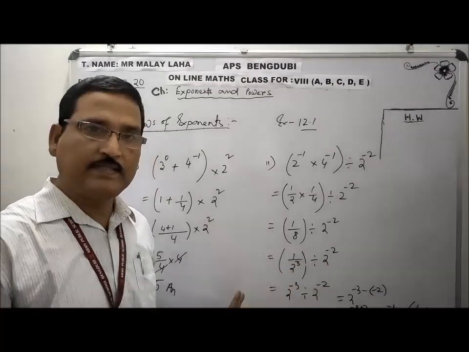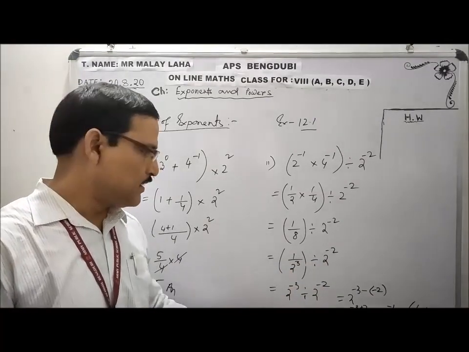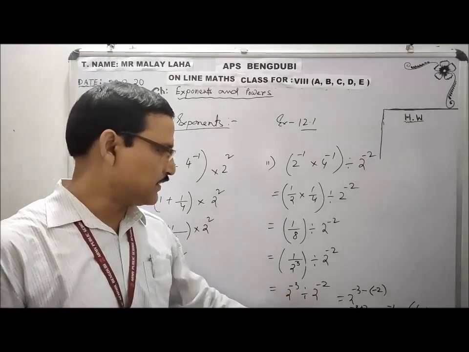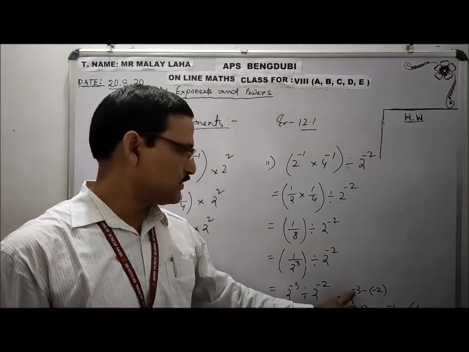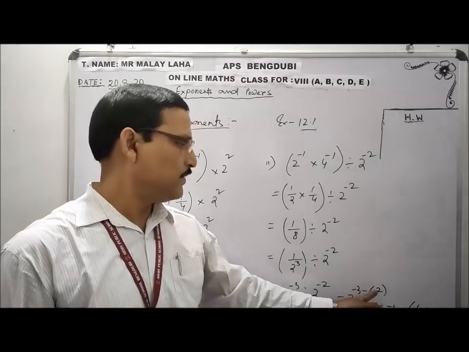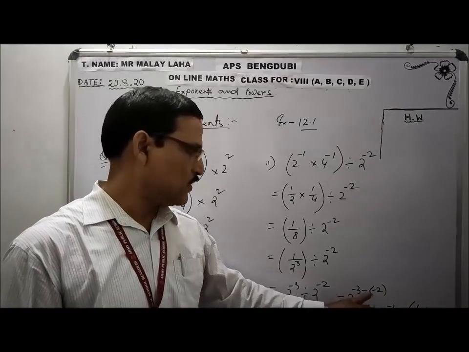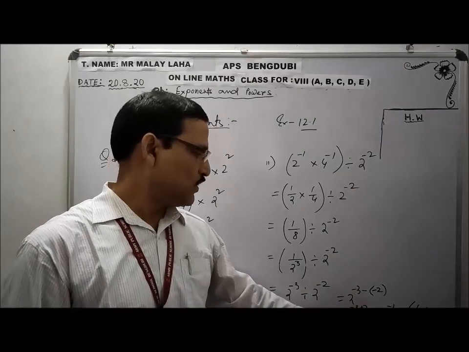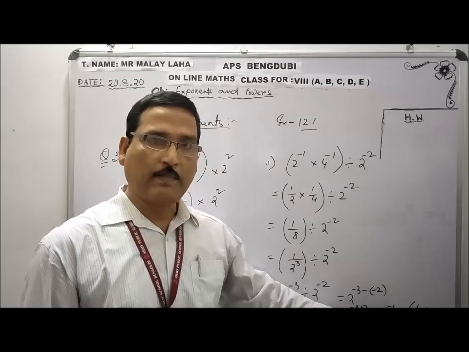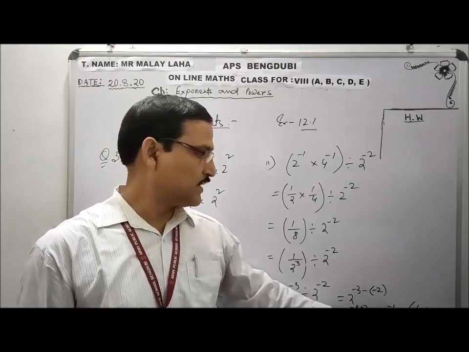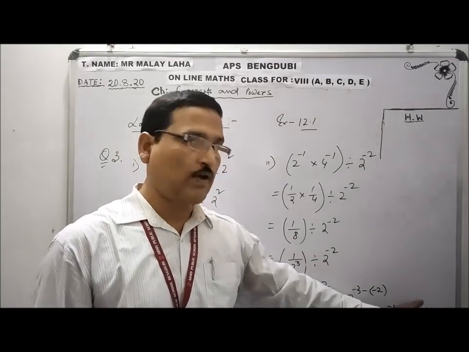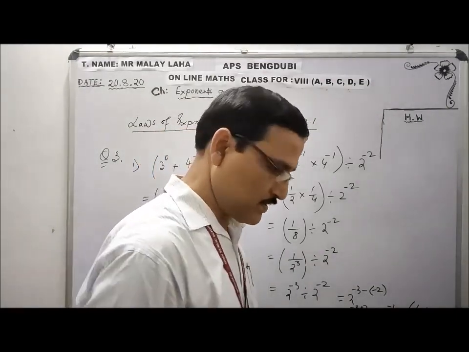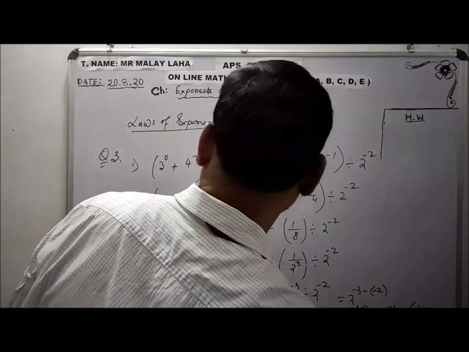Now the base is the same, 2, and you have to divide, so the power must be subtracted. So 2 raised to minus 3 minus of minus 2, that is 2 raised to minus 3 plus 2, or 2 raised to minus 1. But as per the instruction, we have to find the resulting number. So you have to write down 1 by 2. Make it positive and then the number. Very interesting question.